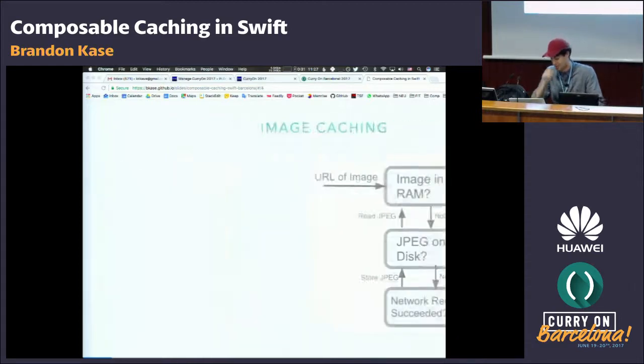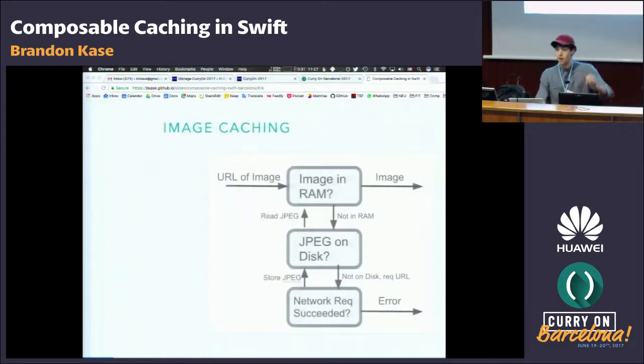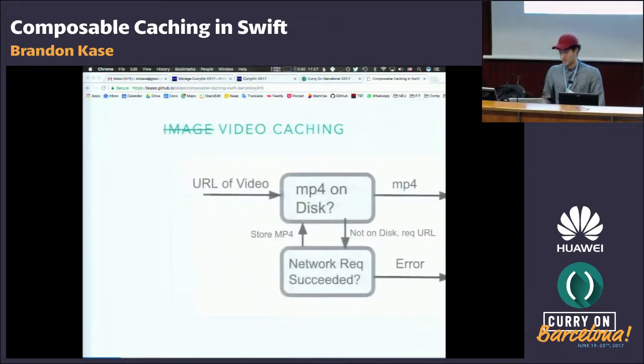So let's look at more examples. Image caching: the URL of an image is the key. We look for a bitmap in RAM, and we look for a JPEG on disk before hitting the network. For video caching, if you're making an iPhone app, for example, the memory layer is handled for you by your framework. So you only need to care about the disk. So in this case, we only have a disk above a network.